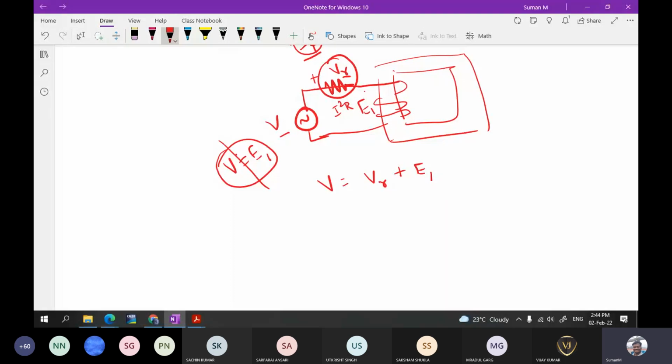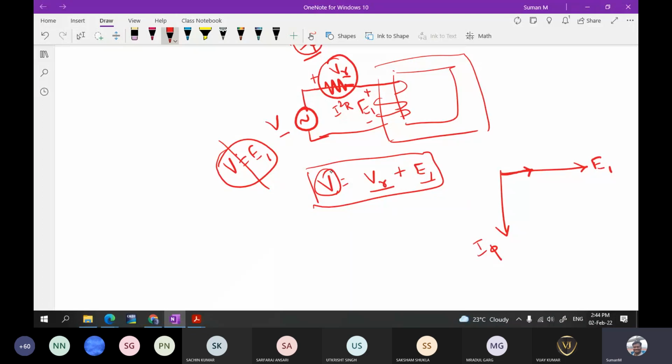So now we are representing it as voltage drop. V is equal to VR plus E1. This V is the source voltage, VR is the drop across the resistor, and E1 is the induced EMF, the voltage across these terminals. Now let us draw the phasor diagram again. So this is E1. Now this is I5. Then again we saw some current, that is IC. This is for the previous case that we have seen. Then we saw the magnetization current, which was flowing through this path, IM.